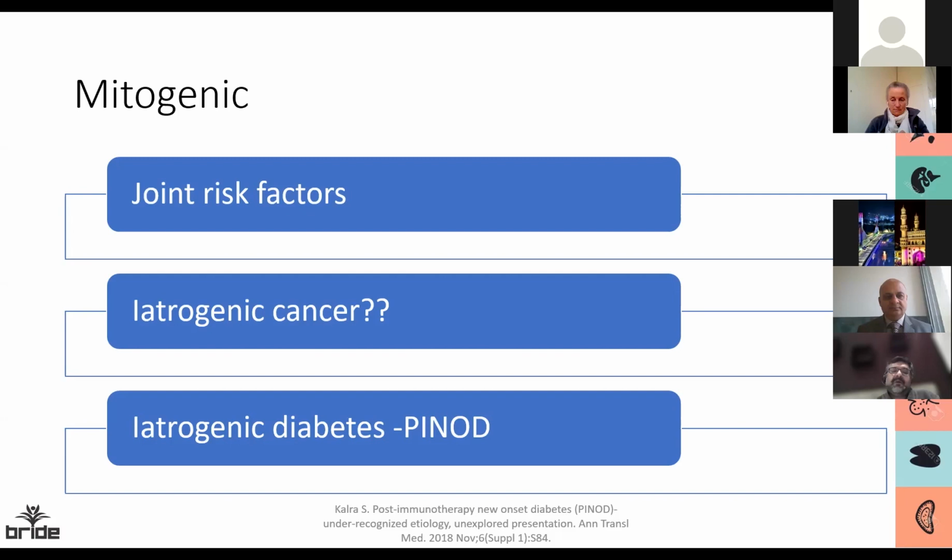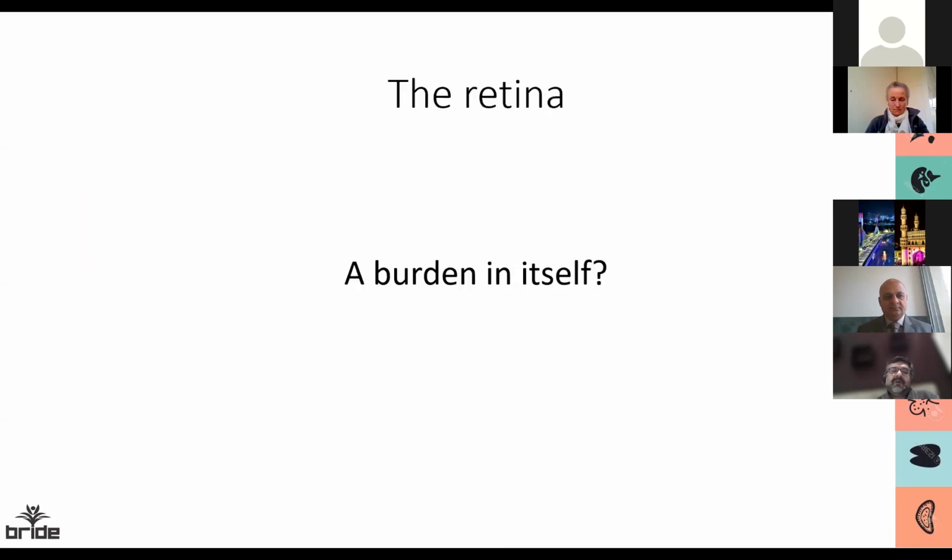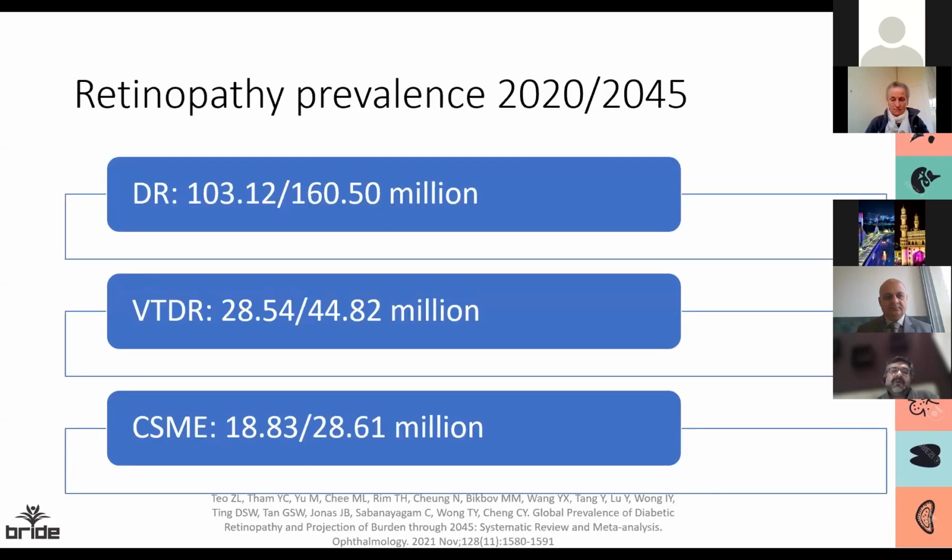Now, what is the aim of sharing all these slides? In all these, there is a central role for the retina. If there is a role for the retina, then there is a role for the vitreoretinal surgeon as well. But what is the retina's role? Is the retina just a burden upon the healthcare system? This slide seems to say yes. The prevalence of diabetic retinopathy, vision-threatening diabetic retinopathy, and clinically significant macular edema is huge, and it is going to go up in the coming years. So the retina does seem to be a burden upon our healthcare system.